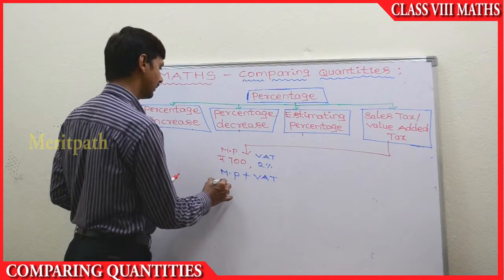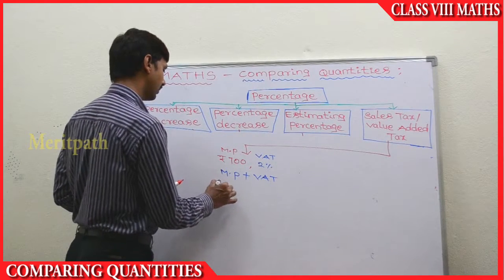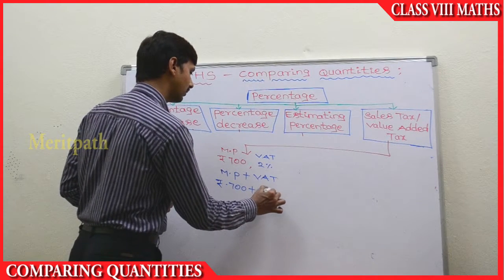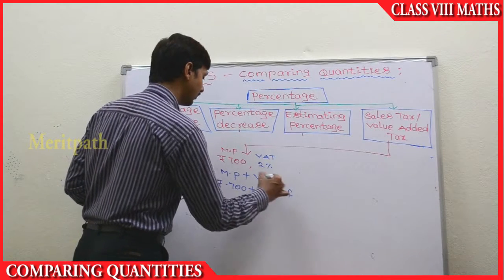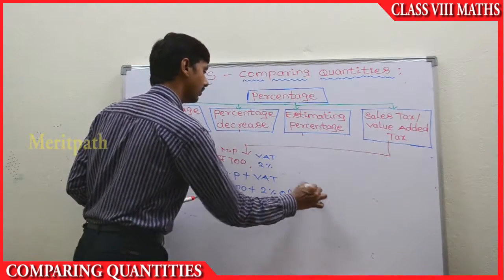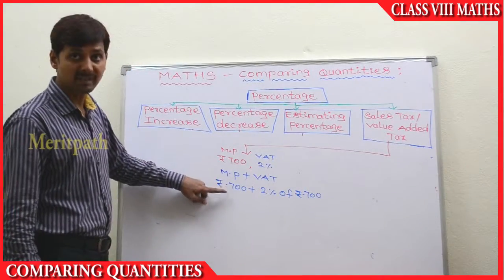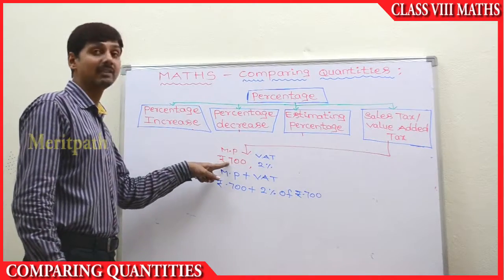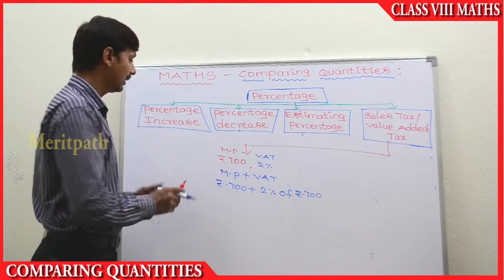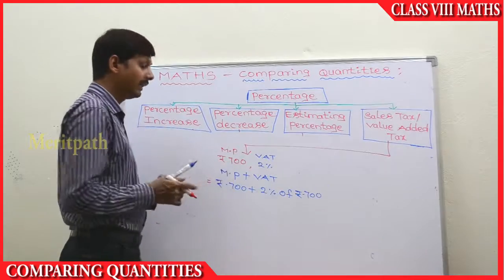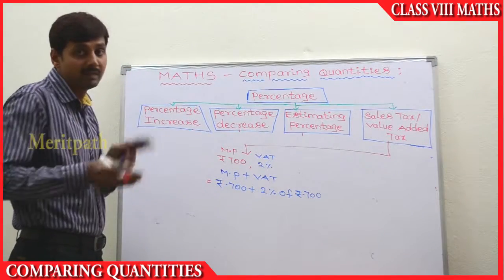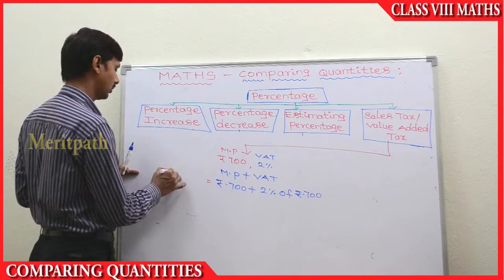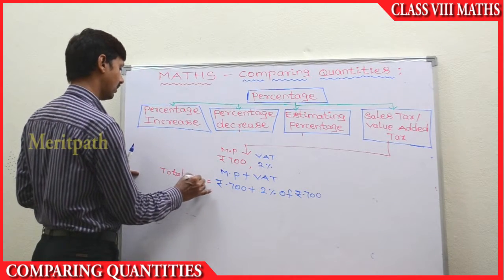So the mark price is 700 rupees, and VAT is 2% of the item's 700 rupees. So let's recall, the mark price is 700 and VAT is 2% on that item, so 2% of 700. If we add both the things, the mark price and VAT together, we get the total cost of the item.